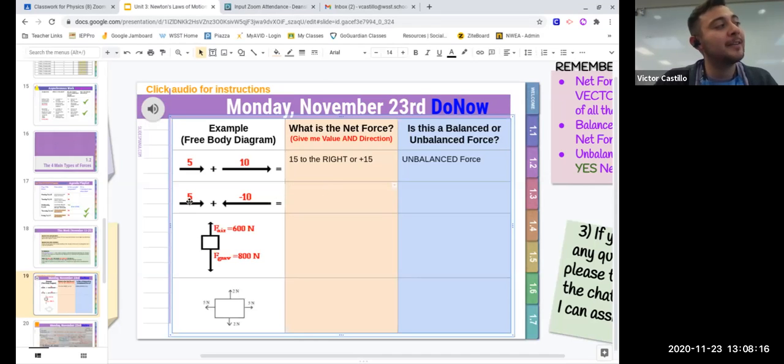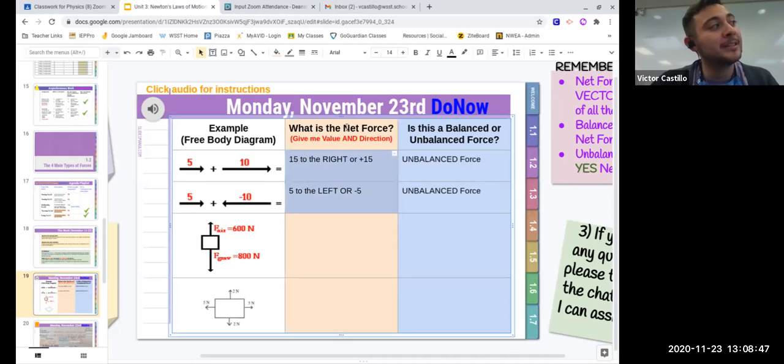Same thing on the second example. We have 5 plus negative 10. The reason it's negative 10 is because now the arrow is facing the other way. So let's add them up. 5 plus negative 10 will give us 5 to the left, or just negative 5. That negative is telling us it's going the opposite direction. Okay? And the reason we know it's an unbalanced force is because there is a net force.